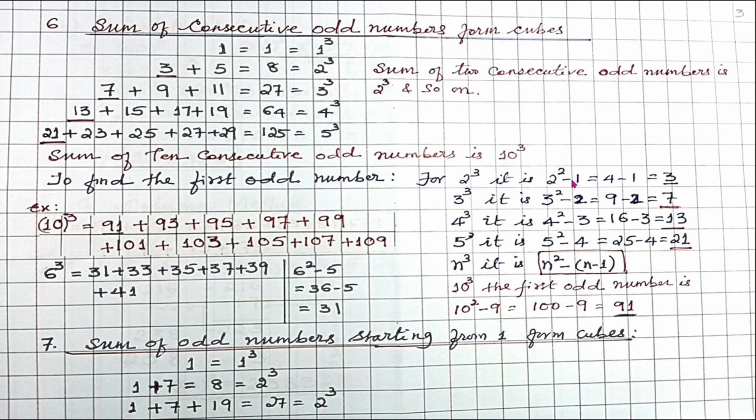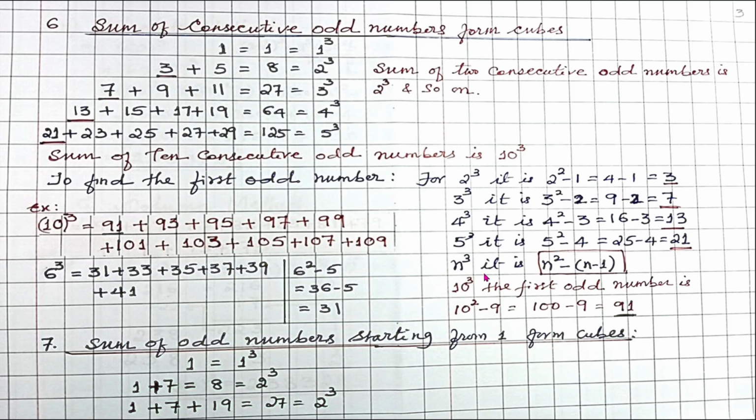2 cube is 2 square minus 1, 4 minus 1 is 3. When it is 2 cube, take 2 square and subtract 1, we get 3. When it is 3 cube, take 3 square, subtract 2, we get 7. When 4 cube, take 4 square, 1 less than 4 is 3, subtract 3, we get 13. 5 cube, 5 square, 1 less than 5 is 4, subtract it, we get 21.